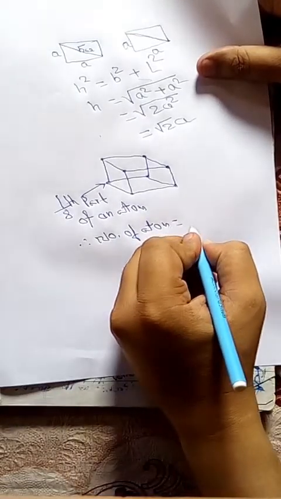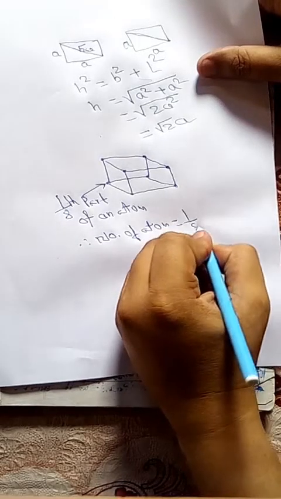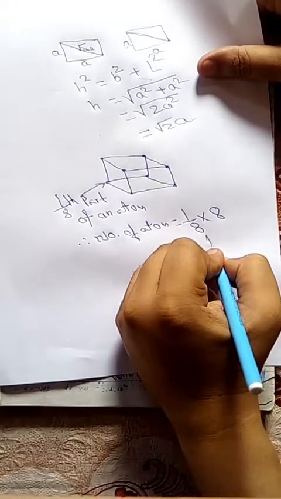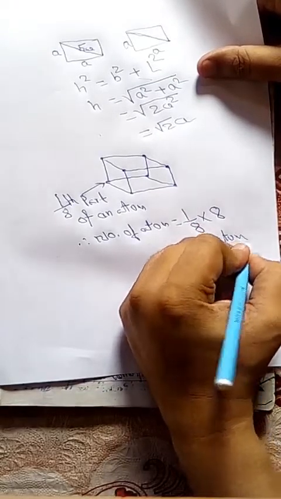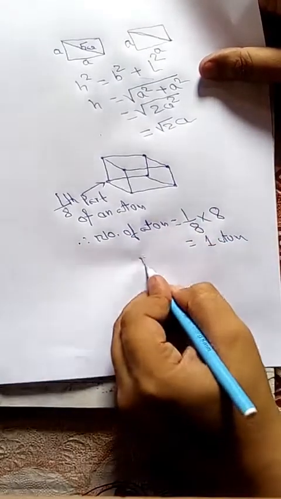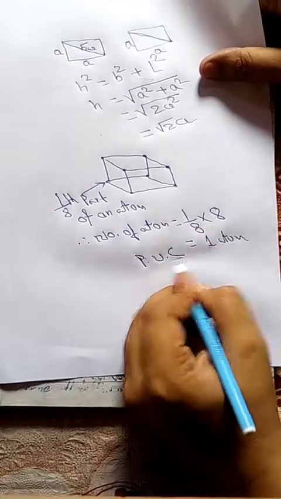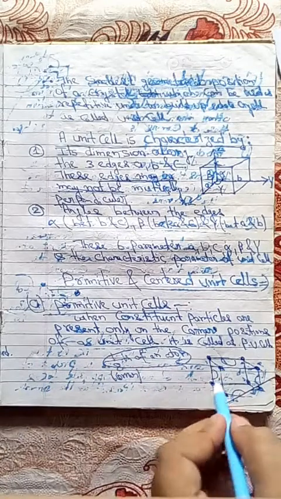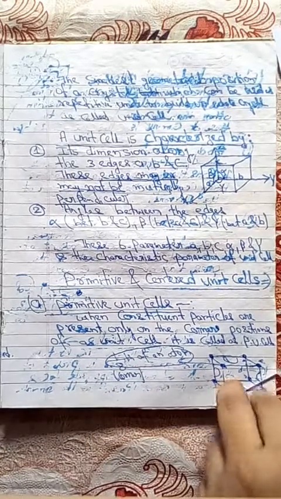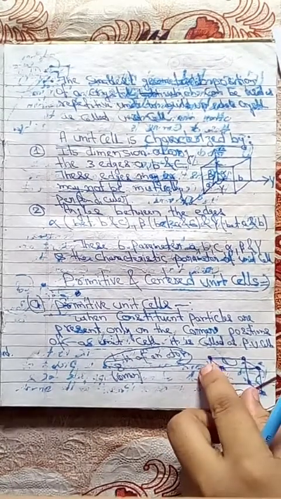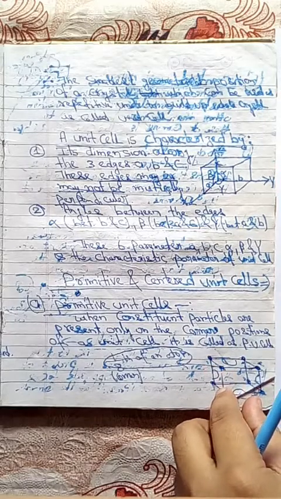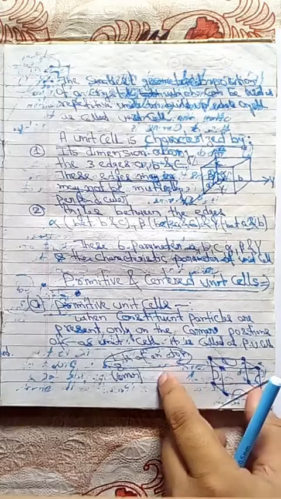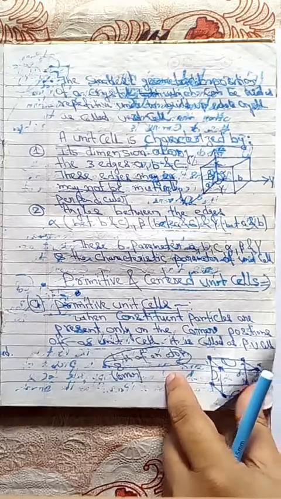Number of atoms will be equal to 1 by 8 part, and corners are 8. So how many atoms are present? There will be one atom present in a primitive unit cell. So it is shown that 8 corners are here in a cube, and each corner has 1 by 8 part of an atom. Therefore the number of atoms present in a primitive unit cell will be 1 atom.